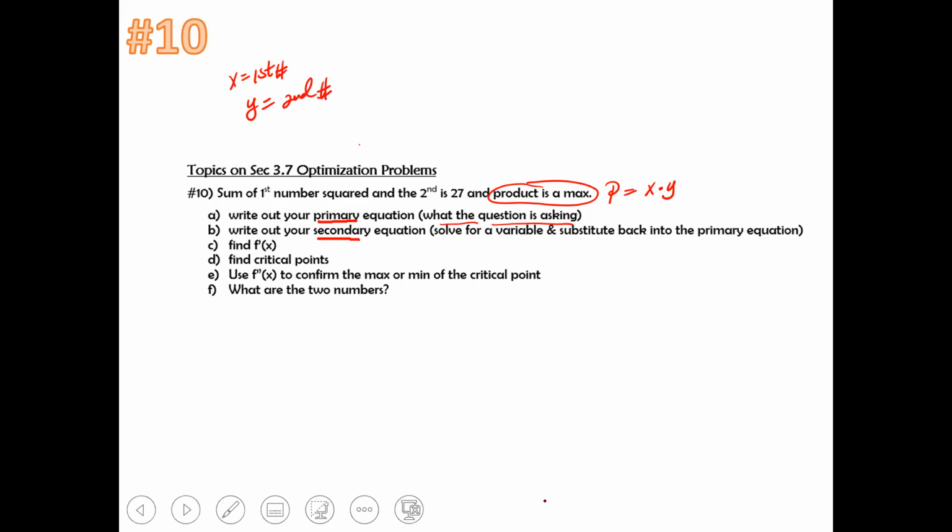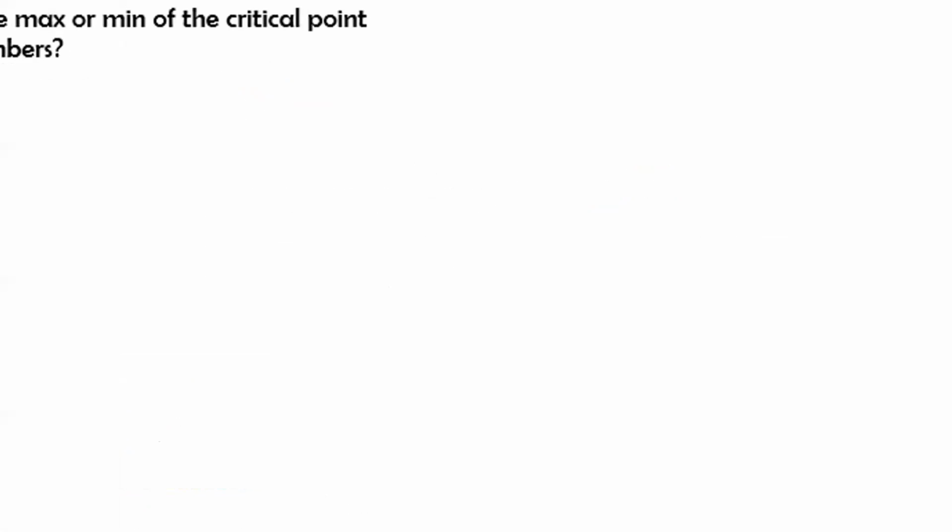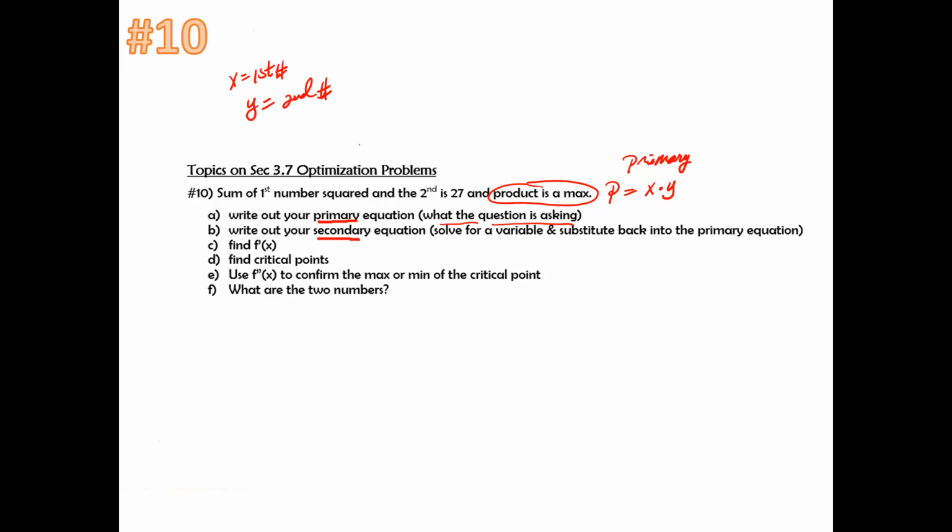B, write down your secondary equation. Now your secondary equation is always going to be the other equation that is going to be helping you to isolate one of the variables for the primary equation. And you're going to be using that and substituting it back into the primary equation so you have just one unknown equation. And that way you can find the derivative of the primary equation, solve for X or Y, or the one independent variable that you don't know. And that will be your critical point. So for B, write out your secondary equation.